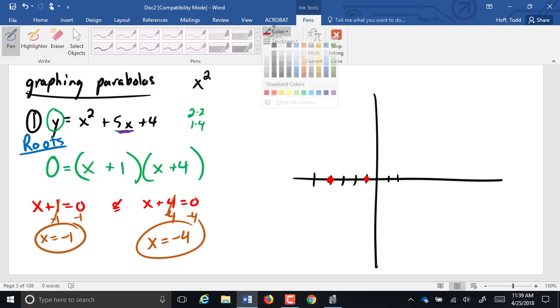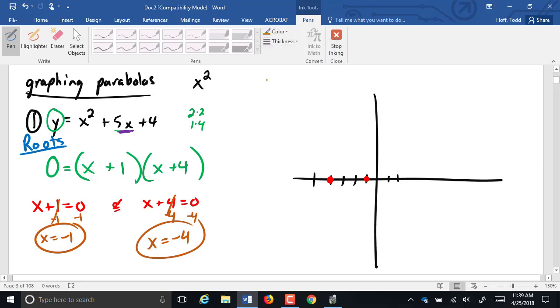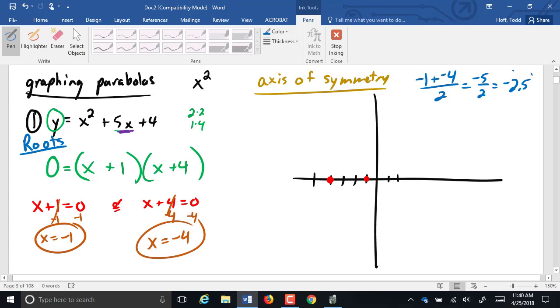Now our second step was to get the axis of symmetry. The axis of symmetry was always directly between those roots. So we found it by averaging the roots: -1 plus -4 over 2 in this case. -1 plus -4 is -5, divided by 2 is -2.5. So our axis of symmetry is here at -2.5.